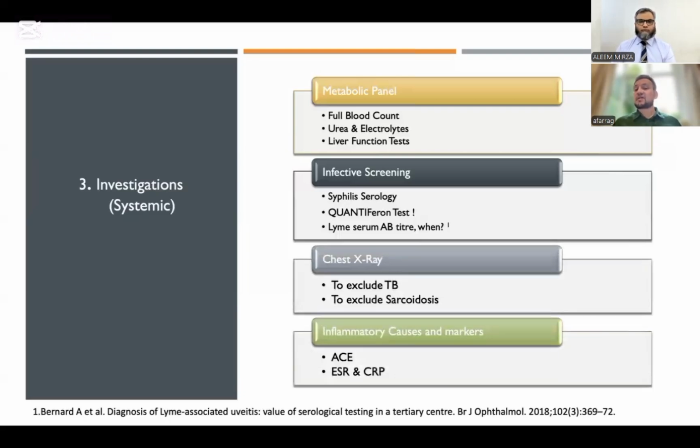Inflammatory causes and markers: angiotensin converting enzyme, ESR and C-reactive protein. And I'd like to highlight here, ESR and C-reactive protein on their own are not diagnostic for anything, but they are an indirect clue for what's going on. If it's sky high, then you should suspect either a very aggressive autoimmune disease or infection.